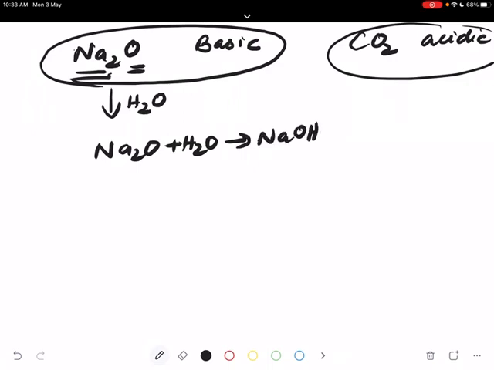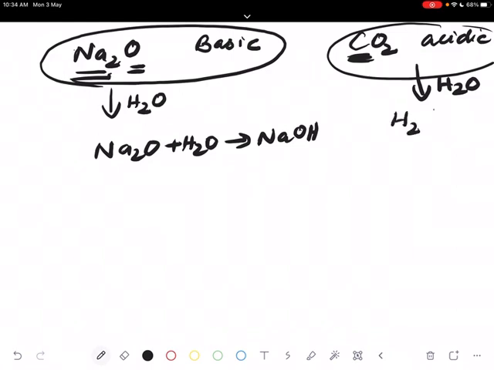This is base. Similarly, acidic oxide, carbon dioxide, non-metallic oxide. This is metallic oxide, this is metal, this is metallic part, this is non-metallic part, carbon is non-metal. Non-metallic oxides are acidic, means when non-metallic oxide is reacted with water, we get acid. H2CO3. So this is an acid and this is a base.